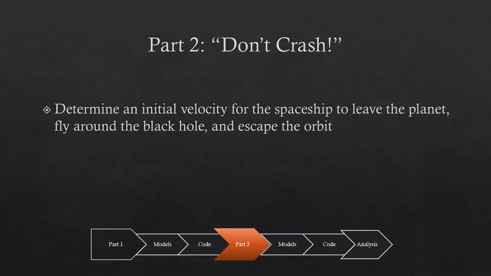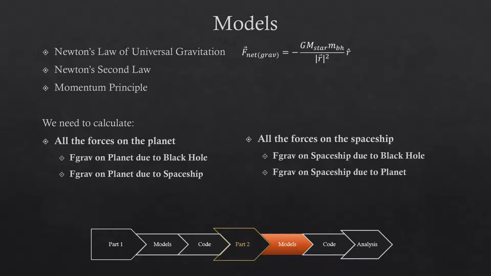In part 2 of the experiment, we had to determine an initial velocity that our spaceship had to have to leave the planet, fly around the black hole, and escape the orbit. We use the same fundamental principles to solve this problem. However, we need to calculate all of the forces on the planet and all of the forces on the spaceship.